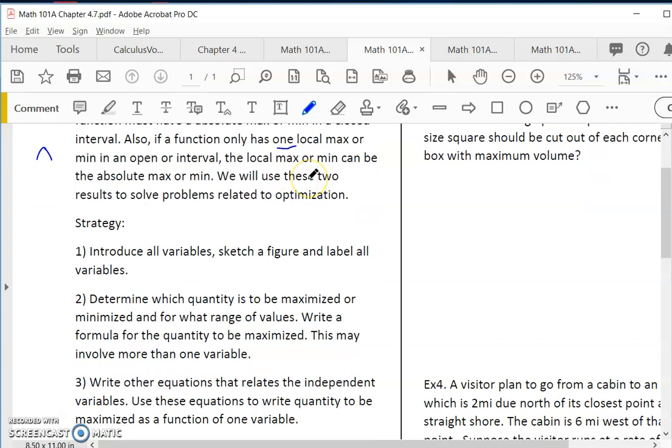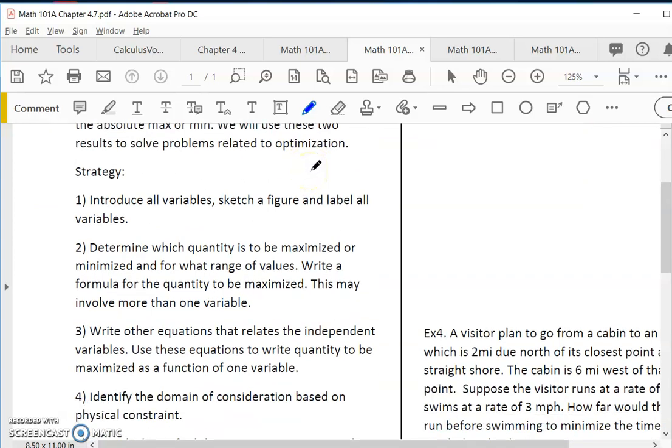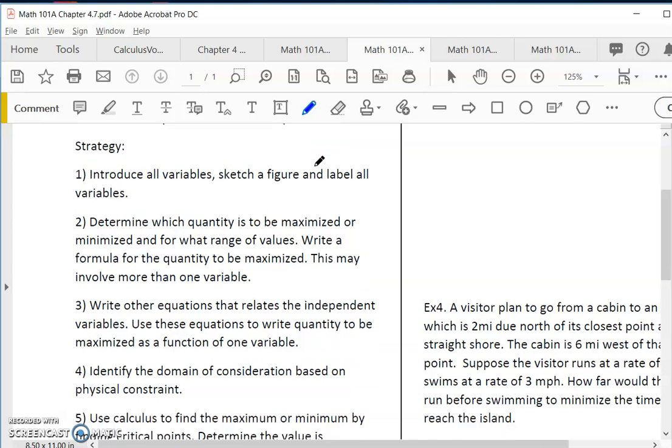These are word problems, and I picked a few types of these questions as examples. If you do your worksheets and you are comfortable with doing them, it should be fine. But let's look at the strategy.